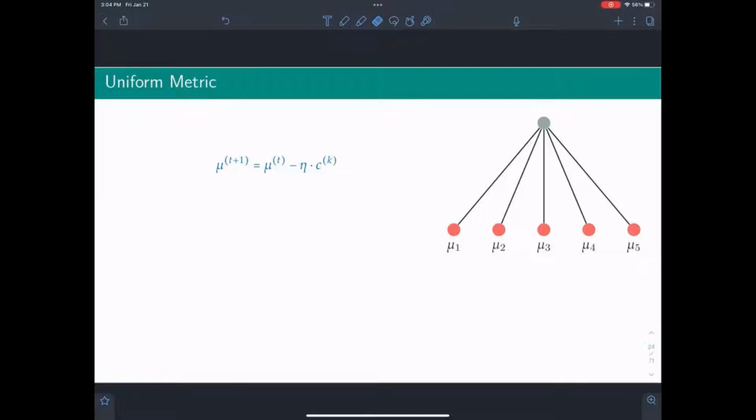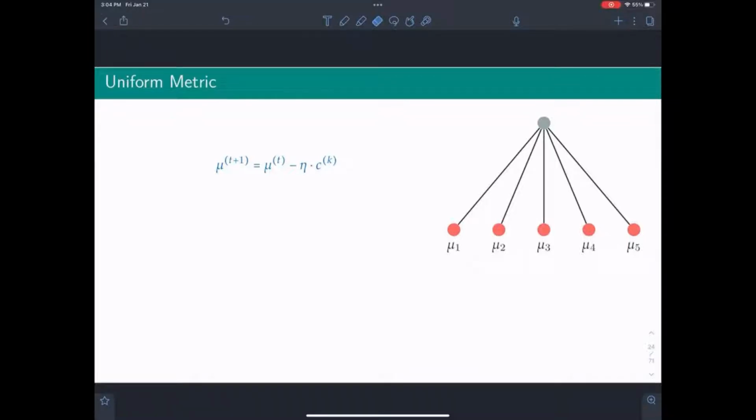And the first heuristic that comes to mind is that, given a cost vector, what we should probably do is reduce the mass at point i proportional to the amount of cost that point i sees. So if some point sees more cost, it makes sense to reduce the mass faster there. So maybe the first algorithm that comes to mind is to define mu t plus 1 as mu t minus some eta times c, where eta is a learning rate.